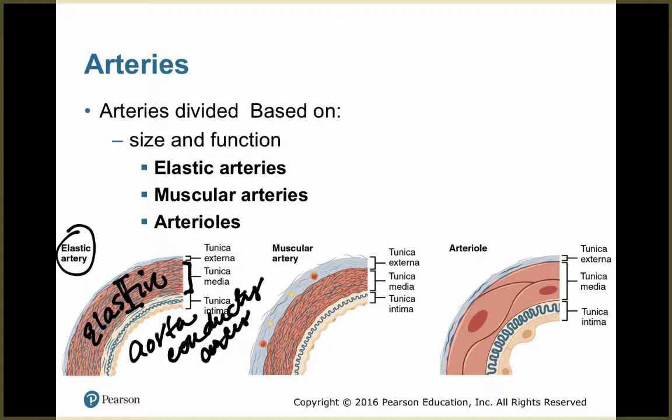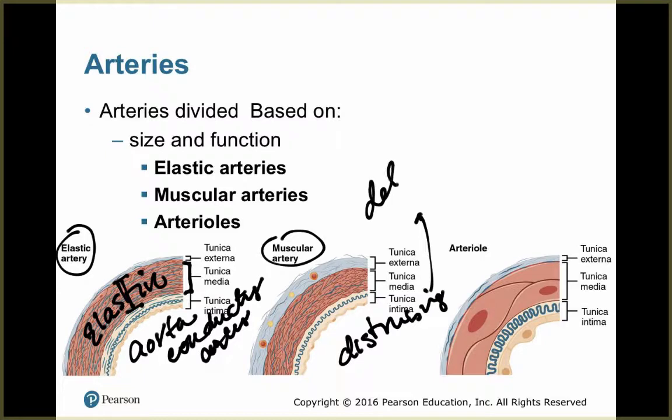The next you can look at are these things called muscular arteries. And essentially, these are also known as distribution or distributing arteries. These guys are essentially there to help deliver blood to specific body organs.